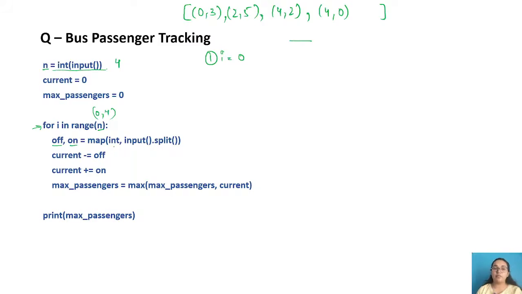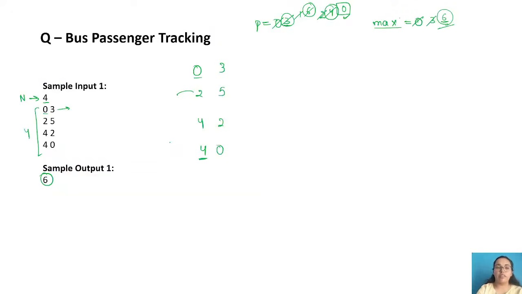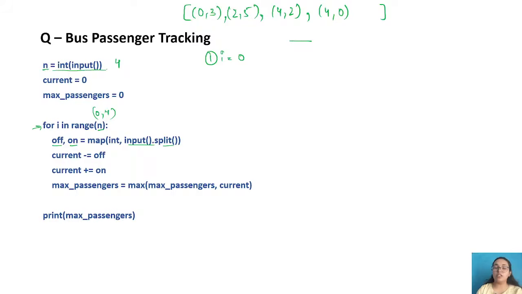Because of input dot split, the value will be two numbers, and both numbers should go into two different variables. So 0 and 3 are there. Both of them will be split into two entities, 0 and 3, converted into integer format, and stored in the variables. So in the off variable, 0 is going to be stored, and in the on variable, 3 is going to be stored.